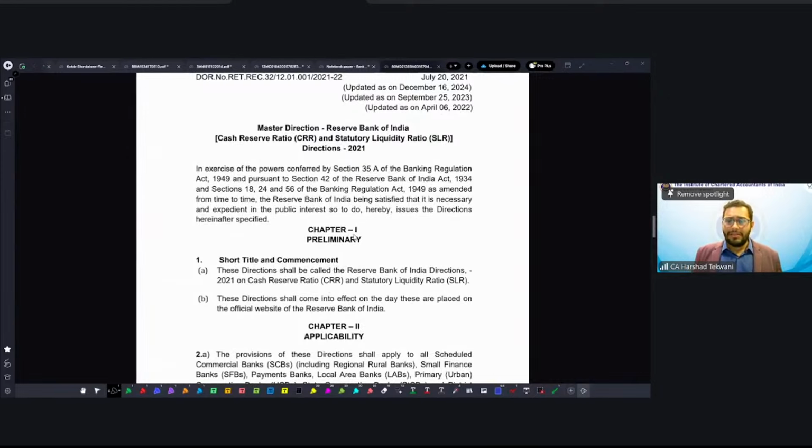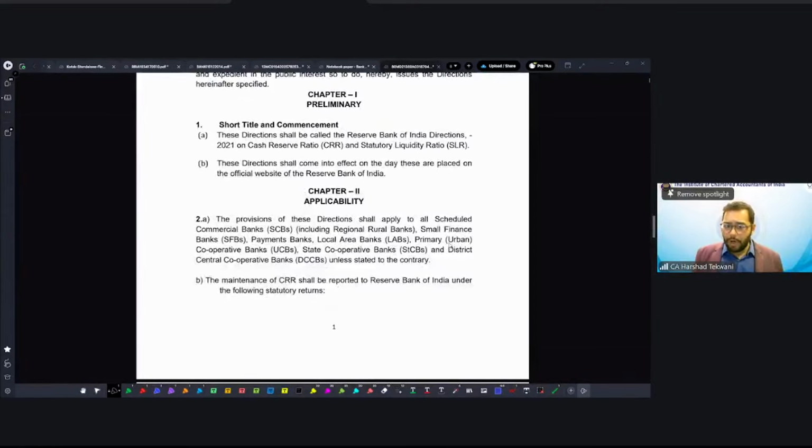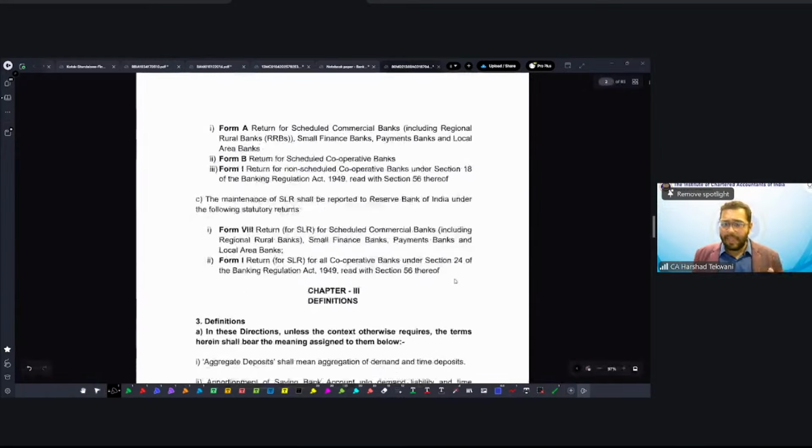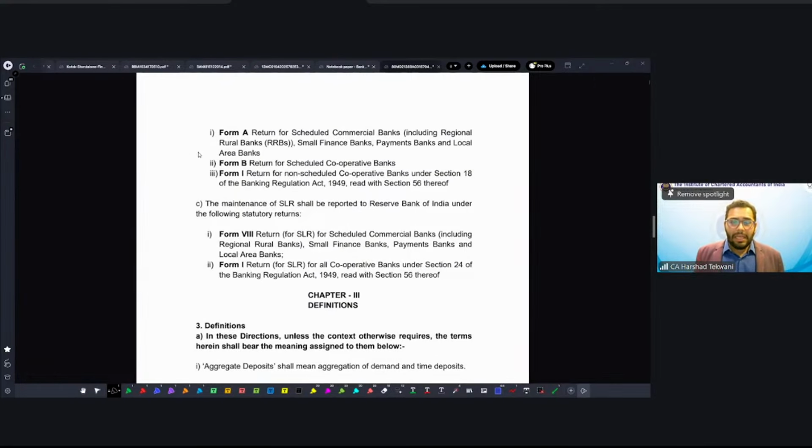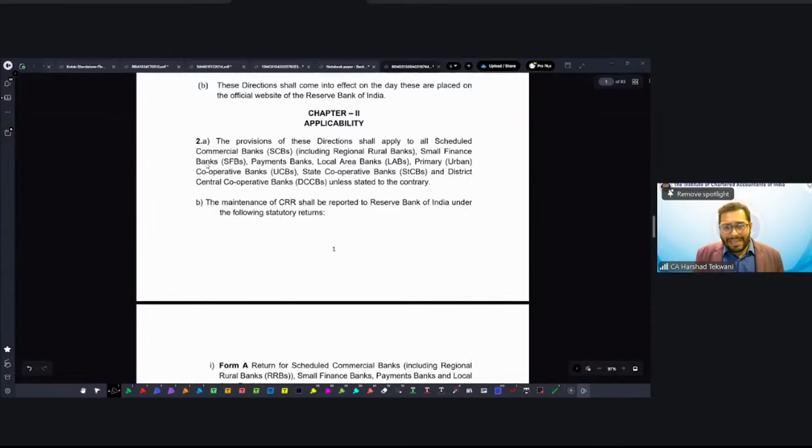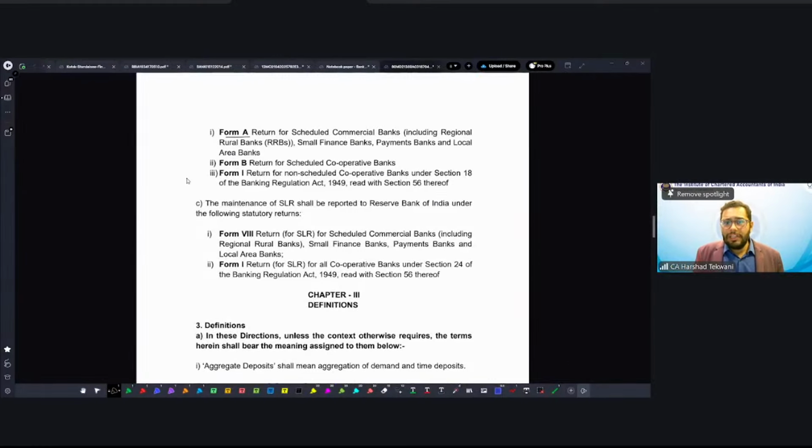Again, these are some master directions. They are very important master directions because they are applicable to each and every bank. Basically, what it says is that the maintenance of CRR shall be reported to the RBI under Form A for scheduled commercial banks, small finance banks, payment banks, and local area banks; Form B for the scheduled cooperative banks; and Form I or Form 1 for the non-scheduled cooperative banks. But maintenance of SLR is reported in Form 8 for the scheduled commercial banks and Form 1 or I for all the cooperative banks.